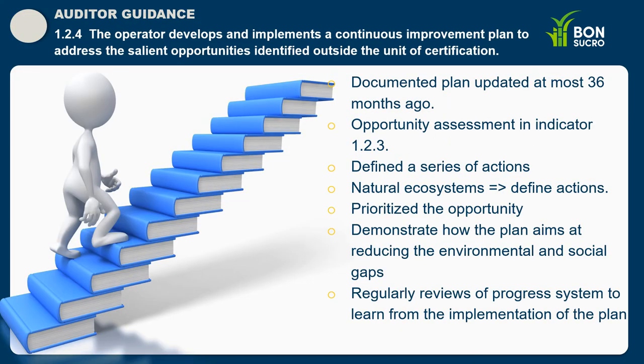From the point of view of the auditing, this plan needs to be updated at most every 36 months. It is linked to the opportunity assessment in indicator 1.2.3, of course, to define the series of actions, to identify if there are natural ecosystem risks and what the actions are to prevent that risk, to prioritize the opportunity, to demonstrate how the plan aims to reduce the environmental and social gaps in the indicators in principles 2 to 4, and to regularly review progress to learn from the implementation of the plan. To be clear, there is feedback on that implementation. Again, the importance is not to be sure that principles 2 to 4 are implemented and certified. No, the idea for the auditor is to be clear that the risks are assessed and the risks are managed. This is the idea behind this auditing on this indicator.